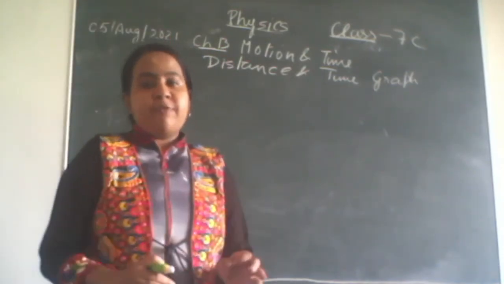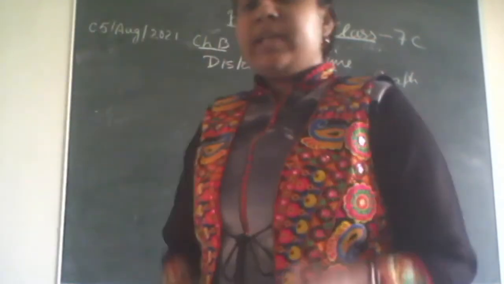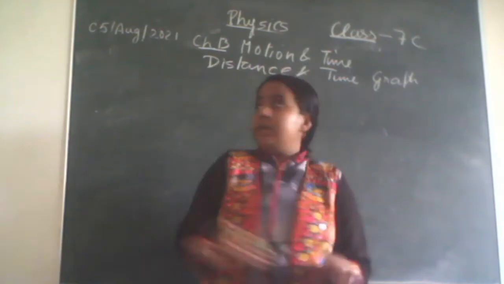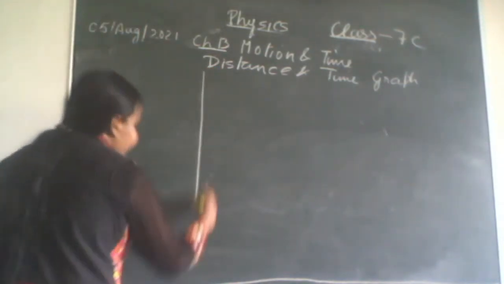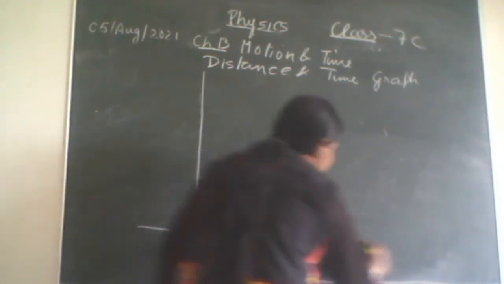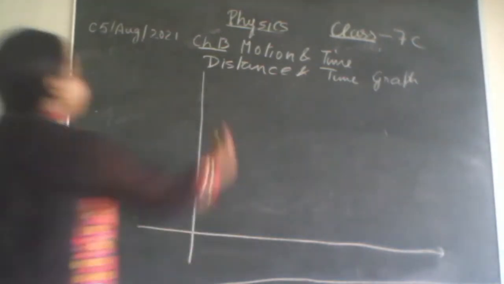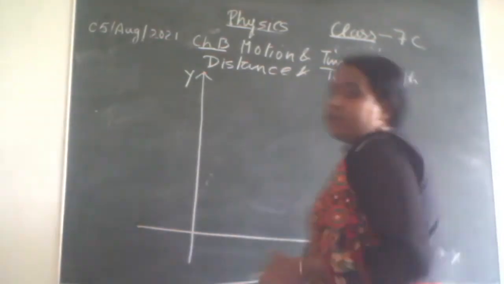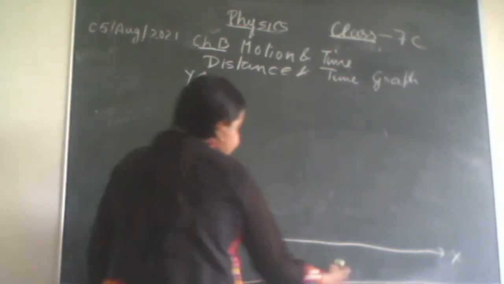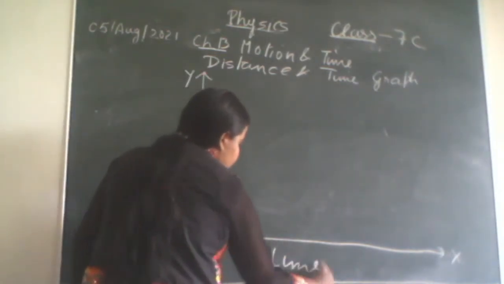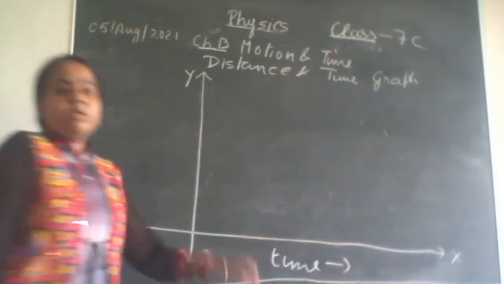Now, first of all, you know that everything we read with motion is with respect to time. Yes or no? And so when we are seeing a graph, that means it will have an x-axis and a y-axis. Whenever we say everything is with respect to time, that means the x-axis will be time. So, any physical change we are seeing is with respect to time.